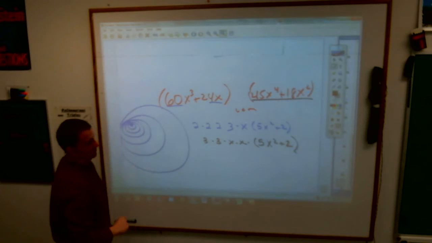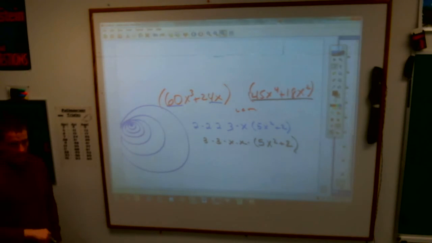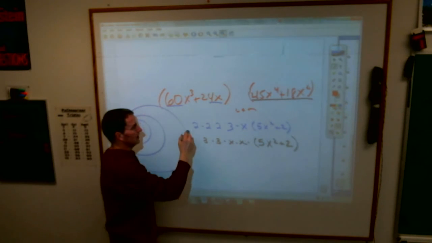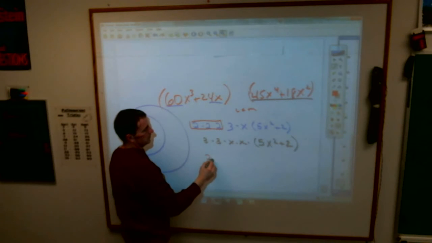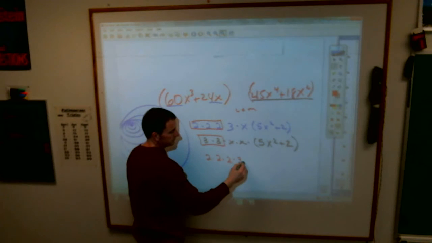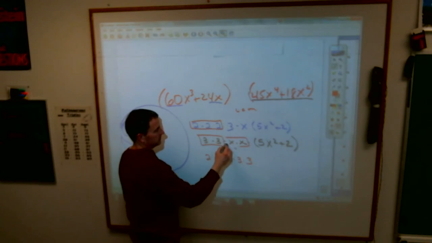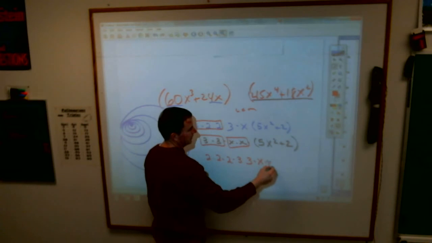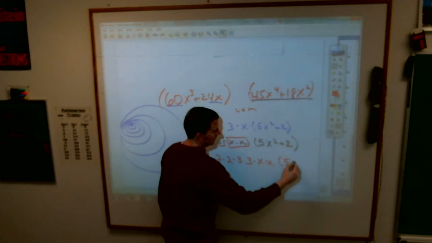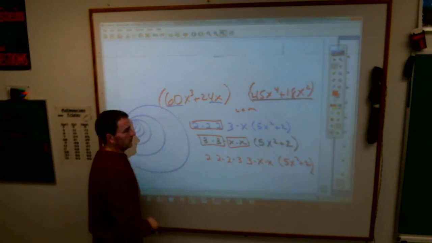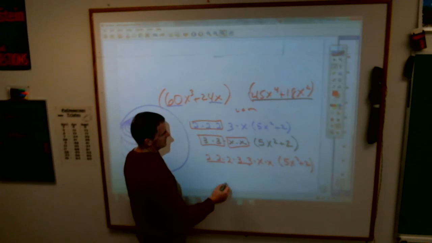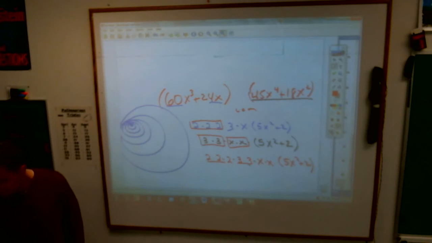Now, ain't that special that I come up with the same thing in parentheses there? Now, following the rules, I take the one that has the most of each factor. This has the most 2's, that's 3 of them. This has the most 3's, which is 2 of them. This has the most x's, which is 2 of them. And they both have one factor of 5x squared plus 2, so I take one factor of it. Multiplying this out, 8 times 9 is 72. Is that what they have here?